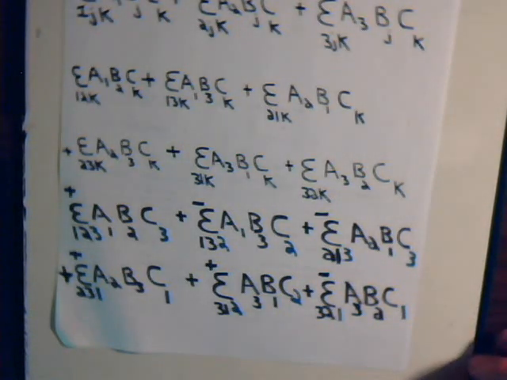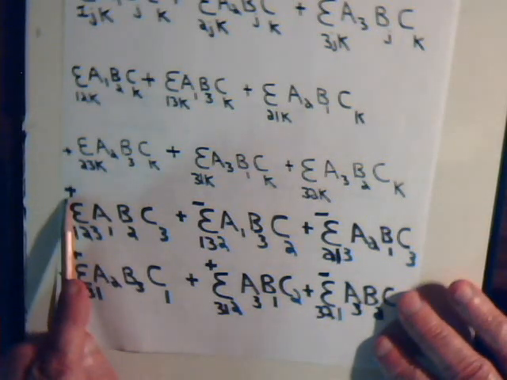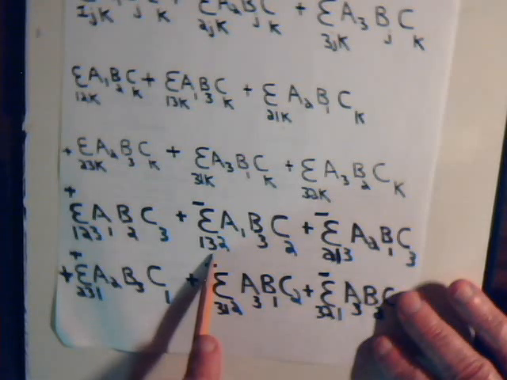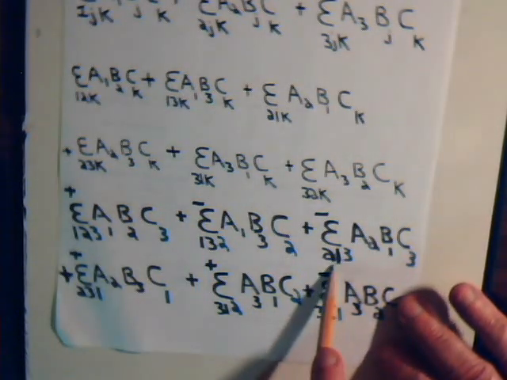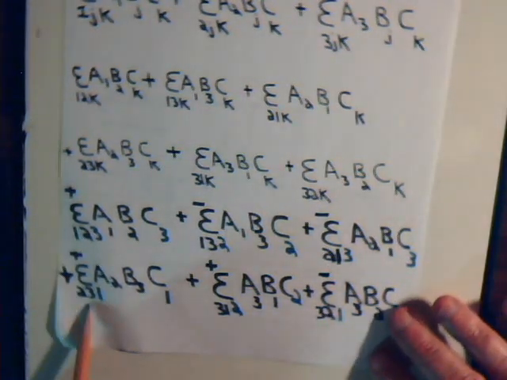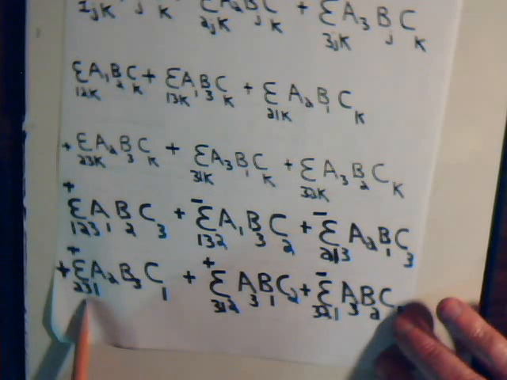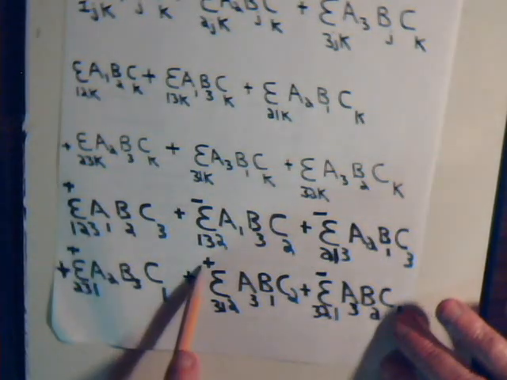And remember from video number 2, epsilon 1, 2, 3, that's positive. Epsilon 1, 3, 2, that's an odd permutation of this, that's negative. Likewise, this is negative. This is an odd permutation. 2, 3, 1, that's an even permutation, so that's positive. 3, 1, 2, that's an even permutation, that's positive. 3, 2, 1, that's an odd permutation, this is negative. And again, we went through that in more detail in our second video.